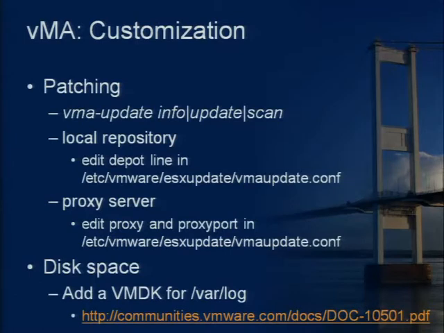Simple command, vma-update, kind of like the ESX update command, and you could hit a local repository or go out to the internet. If you are going out to the internet, you have a proxy server. There's a way to pop all that information in with the conf file there. Makes it a lot easier to just do the update when you can just hit the internet. And then also, we're going to talk about this later with logging, but there's ways to add more disk space or add a VMDK for a /var/log mount point to grow your logs.